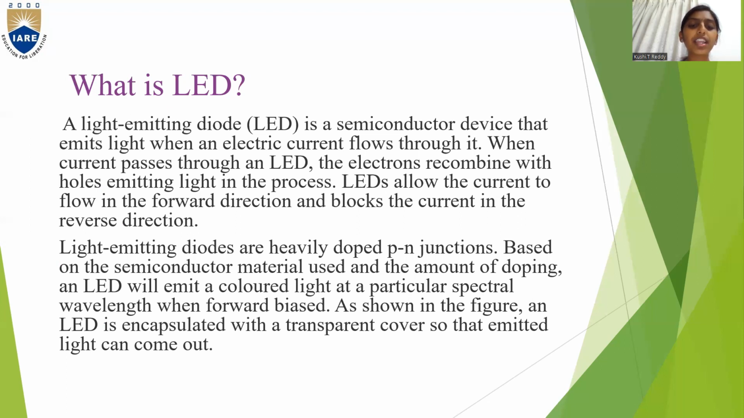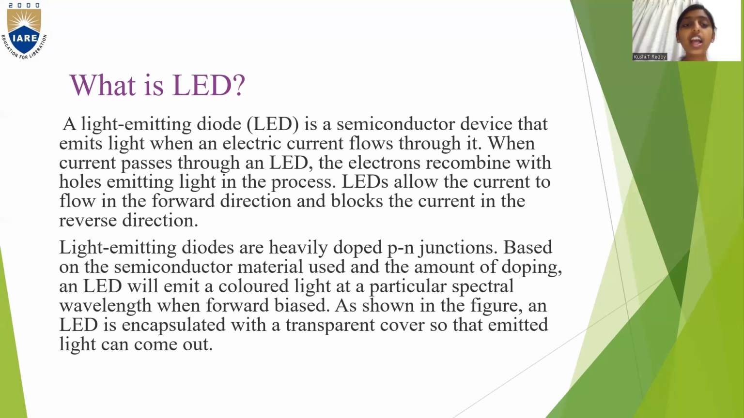Based on the semiconductor material used and the amount of doping, an LED will emit a colored light at a particular spectral wavelength when forward biased. As shown in the figure, an LED is encapsulated with a transparent cover so that emitted light can come out.